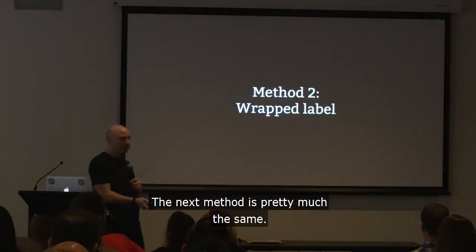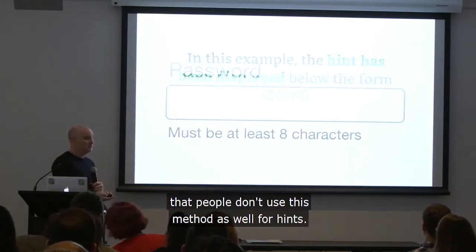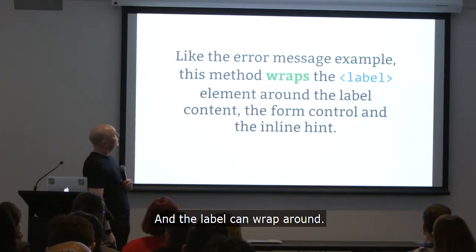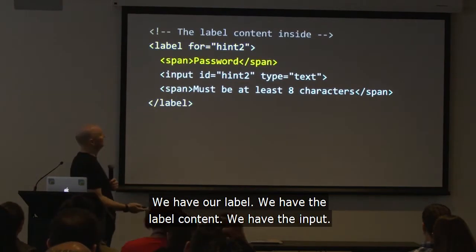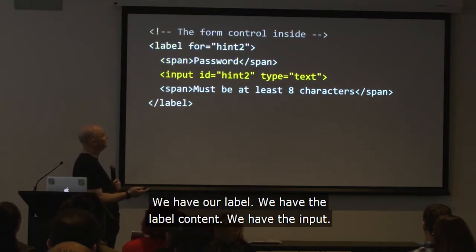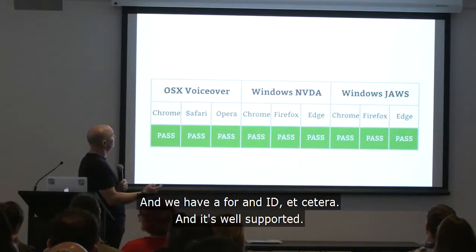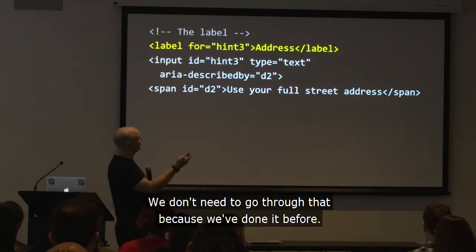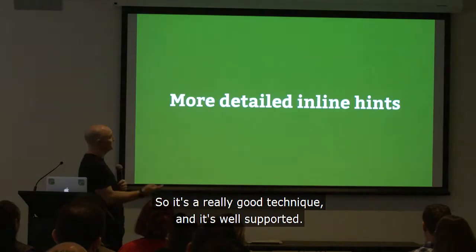The next method is pretty much the same. Again, I cannot believe that people don't use this method as well for hints. In this case, we'd have something like password, must be 8 characters, and the label can wrap around. This is exactly the same as we used before. We have our label, we have the label content, we have the input, we have our, in this case, not an error message, our other message, and we have our for and ID, etc., and it's well supported. The same with aria-describedby. We don't need to go through that because we've done it before, but it works for hints as well. So it's a really good technique and it's well supported.